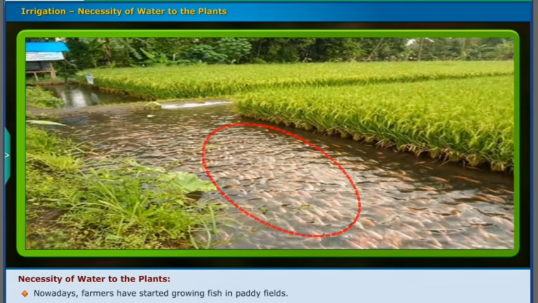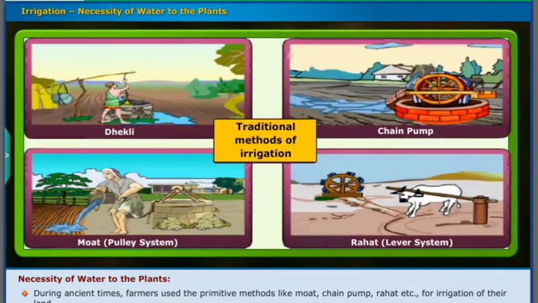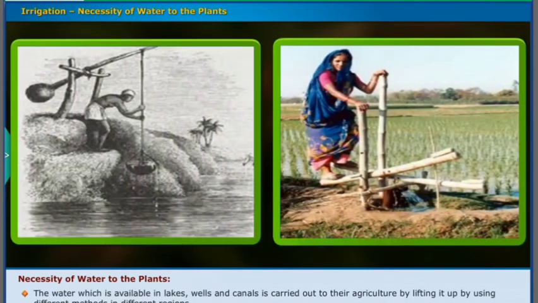Nowadays, farmers have started growing fish in paddy fields. During ancient times, farmers used the primitive methods like moat, chain pump, rahat, etc. for irrigation of their land. The water which is available in lakes, wells and canals is carried out to their agriculture by lifting it up by using different methods in different regions.